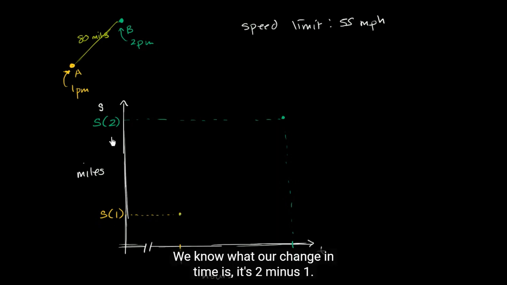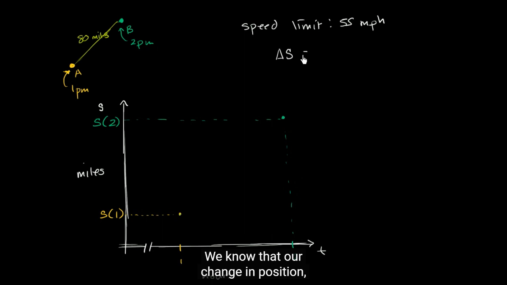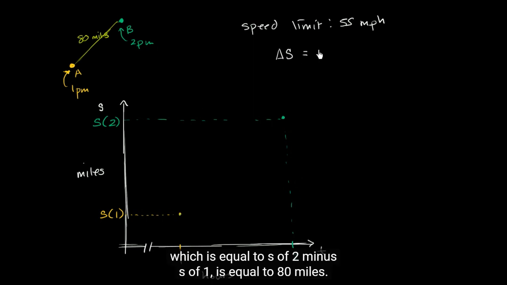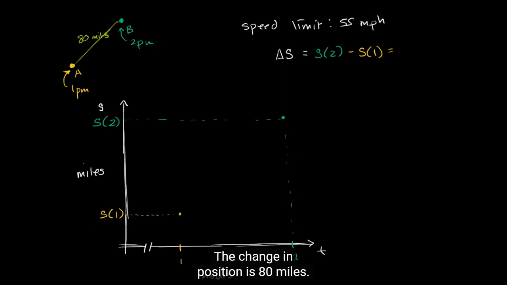We know what our change in time is. It's 2 minus 1. And we know what our change in position is, which is equal to S of 2 minus S of 1, which is equal to 80 miles. The change in position is 80 miles. And for simplicity, we'll assume it's a straight highway, so our change in distance is the same as our change in position, same as change in displacement. So this is 80 miles.